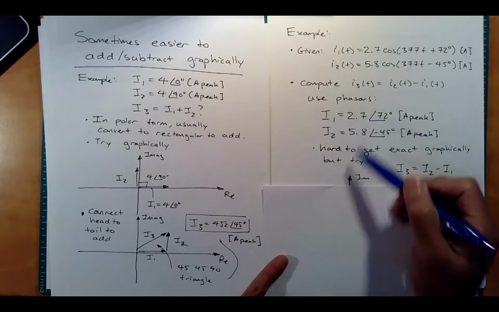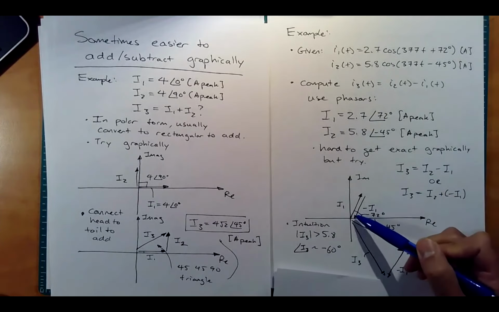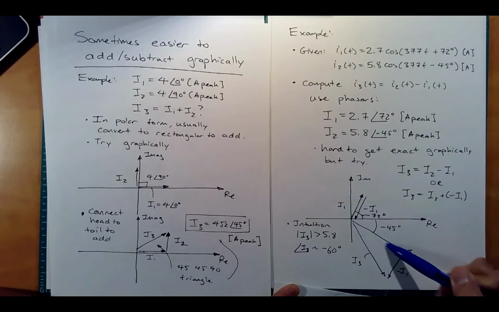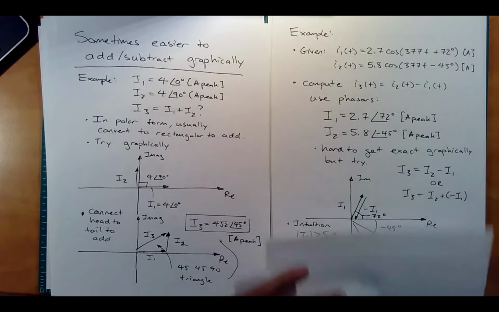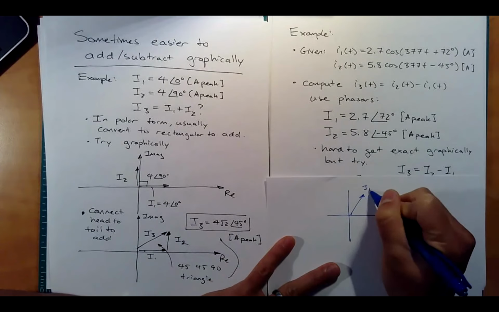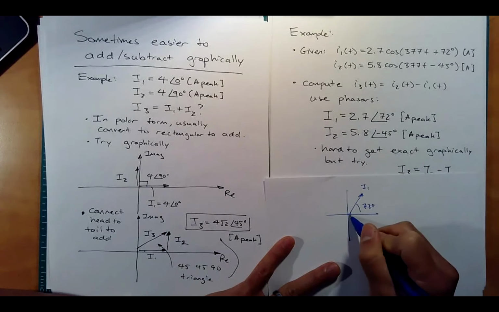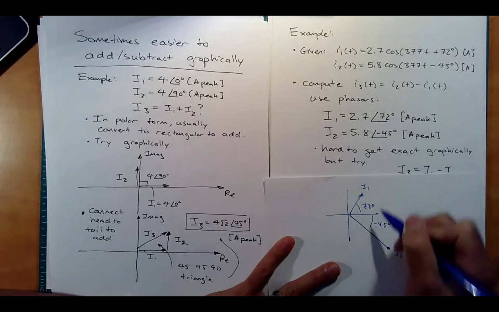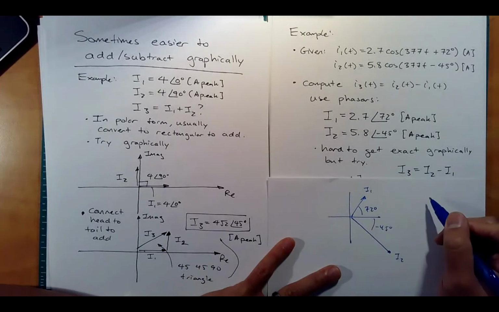Let's plot the 2.7 angle 72. That's going to be pointing up, and the 5.8 angle negative 45 is going to be pointing down. So we have something like this: I1 and I2. This is a smaller amplitude, and this is a bigger amplitude. Maybe this is too much, so I'm going to draw it here just so it's a little bit less crazy. So this is I1, at 72 degrees, and this here is I2, which is minus 45 degrees, with a longer length than this one. Now we want I3 equals I2 minus I1.